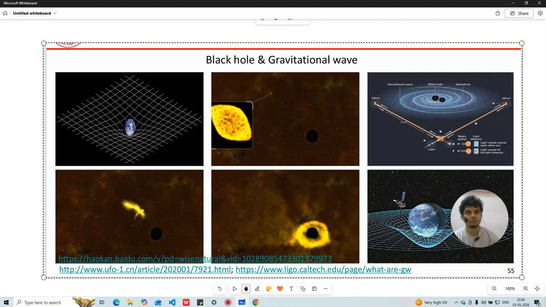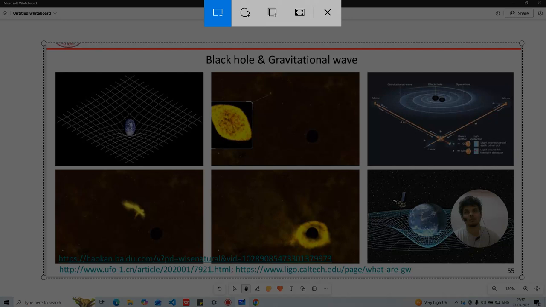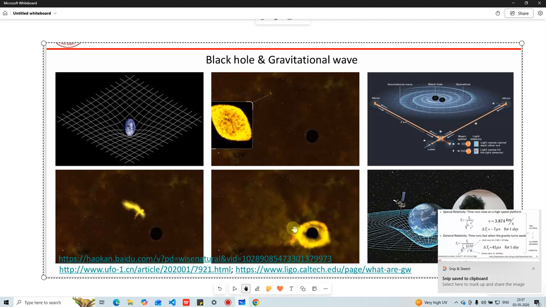GNSS time correction. Oh, special relativity: time runs slow on a high speed platform. Yes. And time runs fast when gravity turns weak. That's going into way theoretical, way across the scope of my explanations per se.